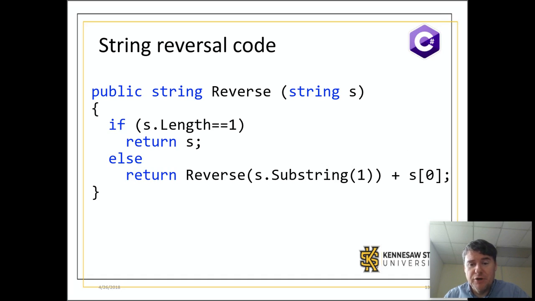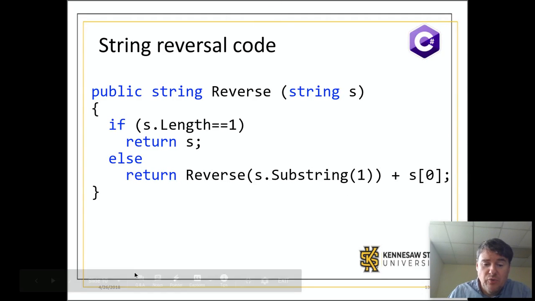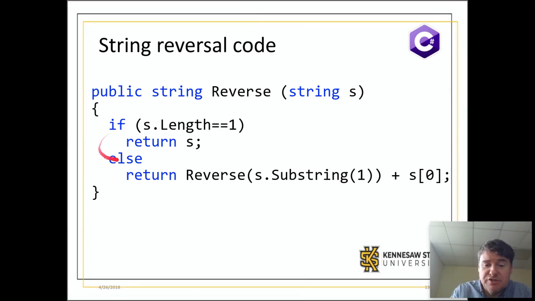A little bit of code, and we're going to see this in both C# and in Java. So if the length of the string is equal to 1, then we know that we can just return the string, because at that point it is just one character. Otherwise, we are eventually going to return the reverse of the string minus the first item plus s of 0. All right? And s.Substring takes out a part of a string, and it takes a parameter which tells you where you want to do that. So it is returning everything past the first character. It's removing the first one off, basically.